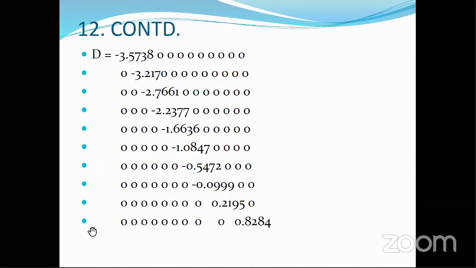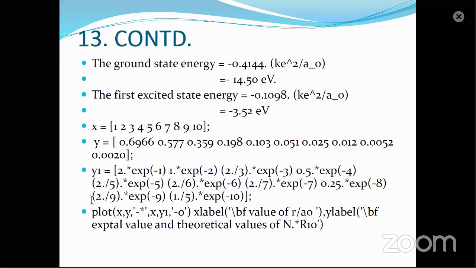Then we go to the 13th slide. So I have written down 0.4144 multiplied by Ke square upon A0, which gives me roughly minus 14.50 electron volt. That is our ground state energy. And the first excited state energy is coming out to be minus 3.52. There is slight error, as you know, because the ground state energy is minus 13.6 electron volt, you have told me.